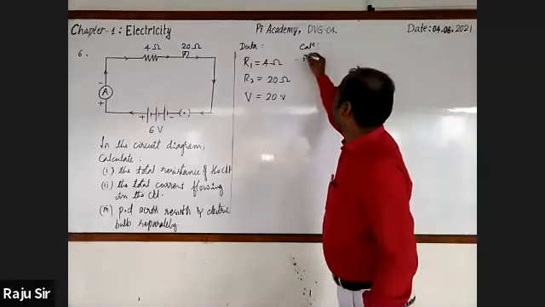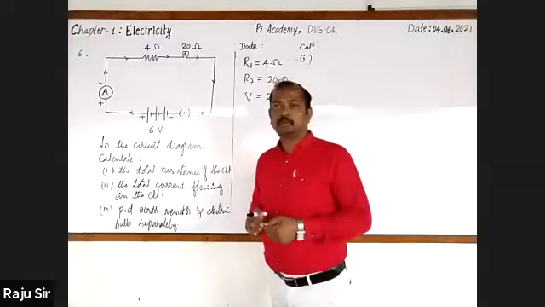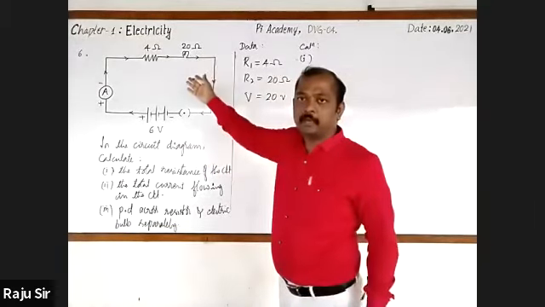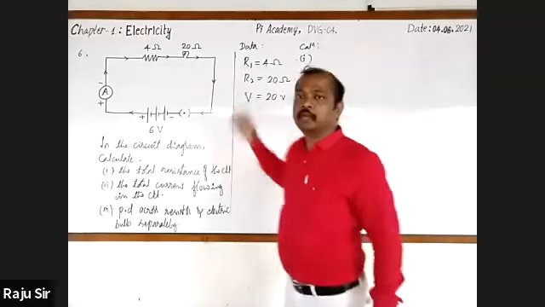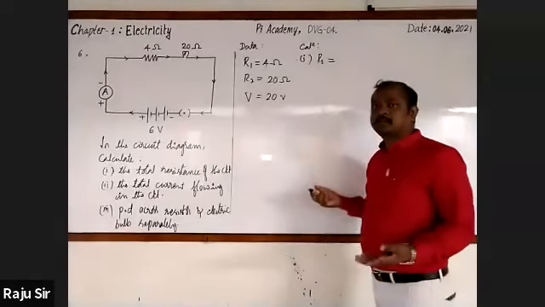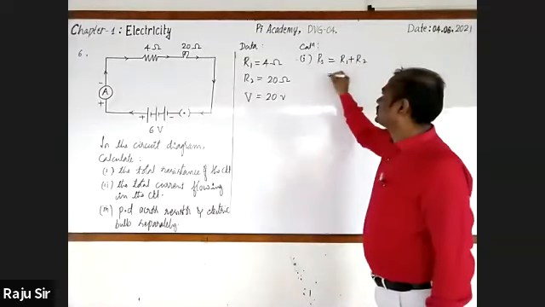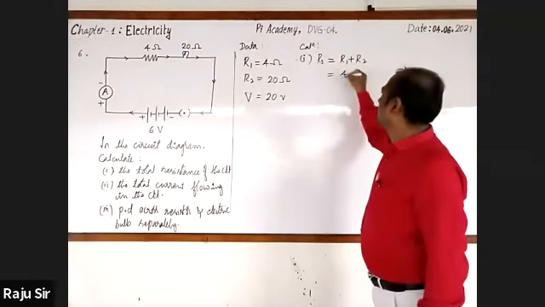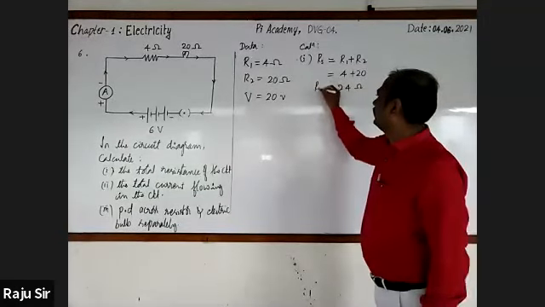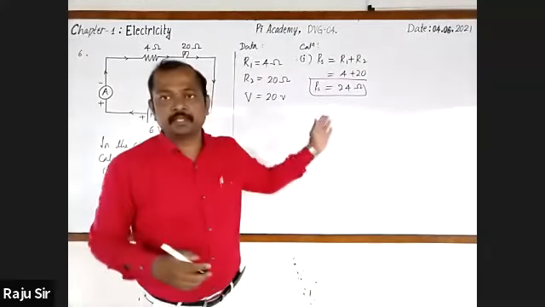First one is the total resistance offered by the circuit. You all know that as the resistor and electric bulb are connected in series, we can find the total resistance as RS. RS, you may take just R also. RS is equal to R1 plus R2, which is equal to 4 plus 20. This is equal to 24 ohm. This is the net electric resistance offered by the circuit.